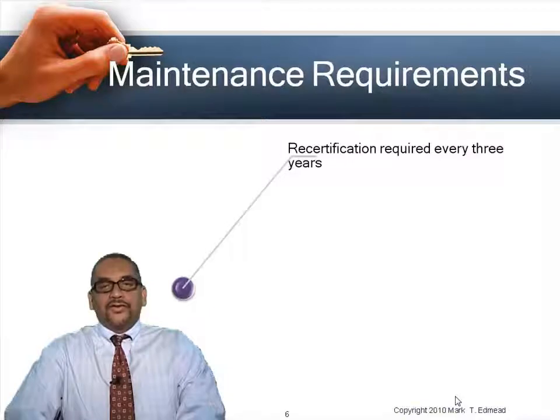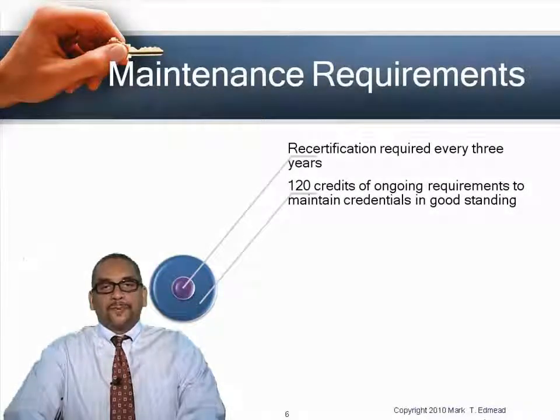So now that you have your CISSP, there's some requirements for maintaining that certification. Recertification is required every 3 years. So what's involved with that? Well, number one, you need to have at least 120 recurring credits in order to maintain it in good standing. These credits are what we call the CPEs.